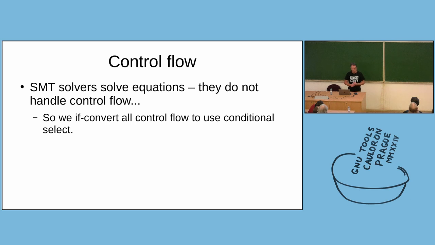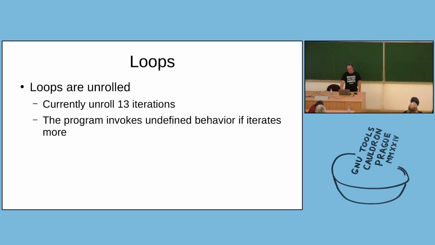The equations do not have control flow. So what we do here is if-convert everything and use conditional select instead. That obviously does not work well with loops, so we unroll loops completely. For my tool, I unroll 13 iterations, and if it starts on the 14th iteration, I mark it as undefined behavior. What that means is if it reaches the 14th iteration, we just skip testing.